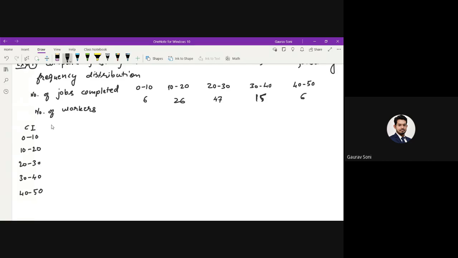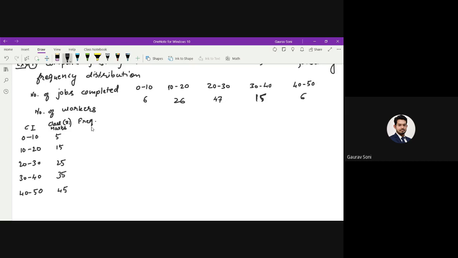Can you take the class intervals? 5, 15, 25, and so on. So what is that column named? Class mark. Class marks, exactly. So that is 5, 15, 25, 35, and 45. The frequencies are, these are exercise, okay?